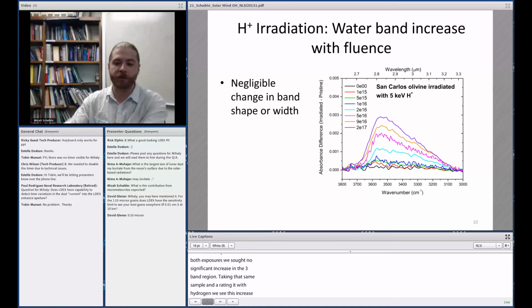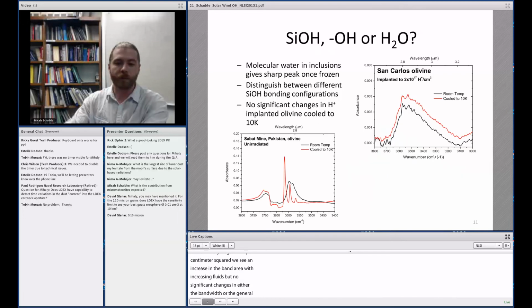So as we irradiated our sample to higher and higher fluences from 0 to a maximum of 2 times 10^17 hydrogen ions per centimeter squared, we see an increase in the band area with increasing fluence, but no significant changes in either the band width or the general shape of the band area.